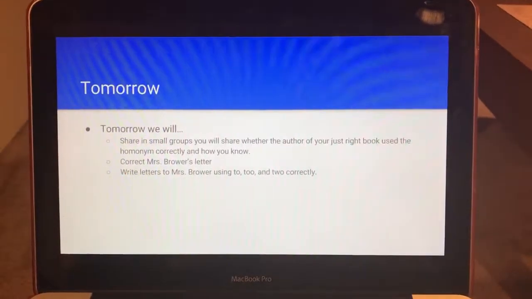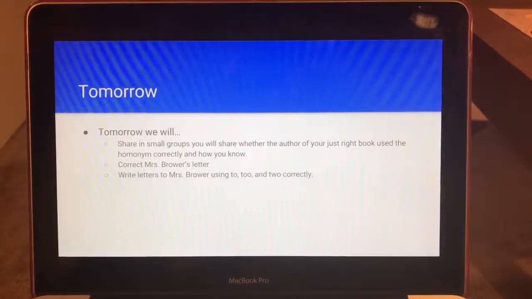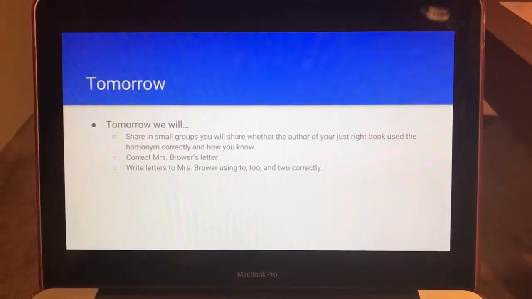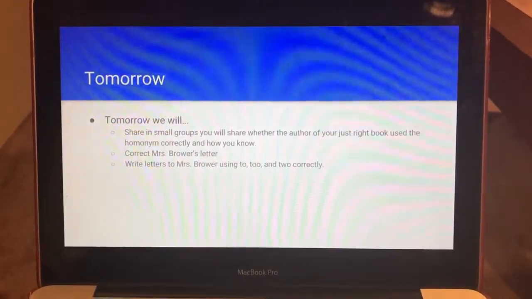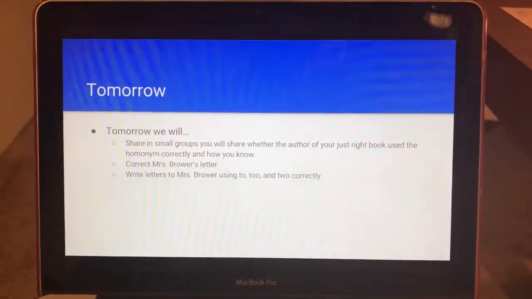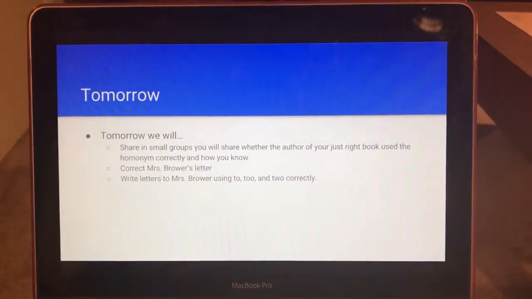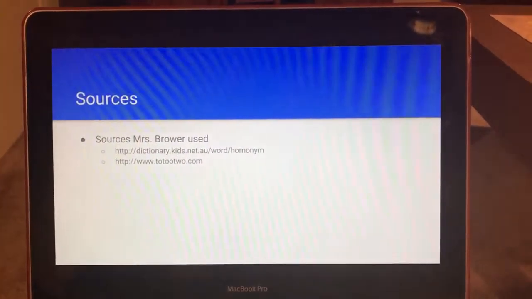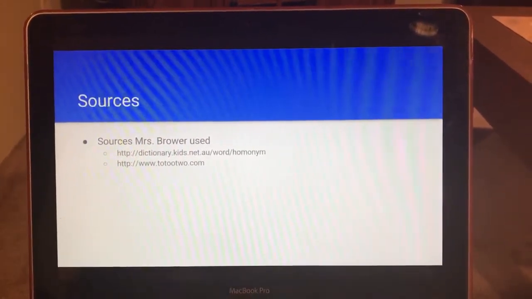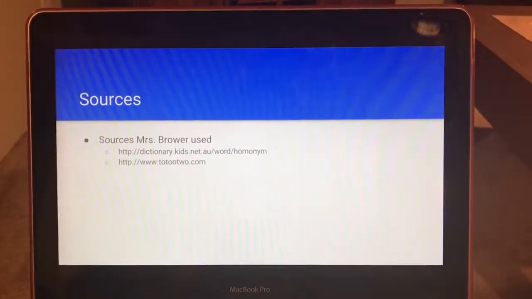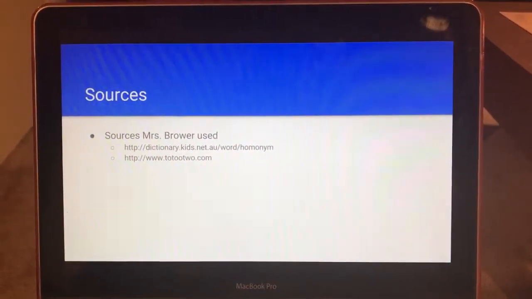Tomorrow we can look forward to sharing those words we found in our Just Right books in a small group. We will correct Mrs. Brower's letters together. So I look forward to you being the experts in the homonyms to, too, and two, and then you will write a letter to me using those forms correctly. Okay? If you would like to access the resources that I use to help me put this lesson together, they are also provided.